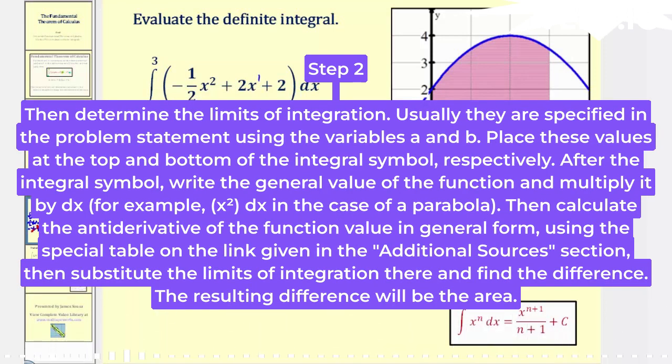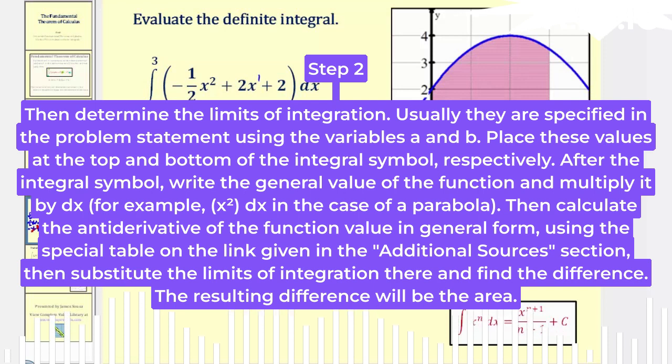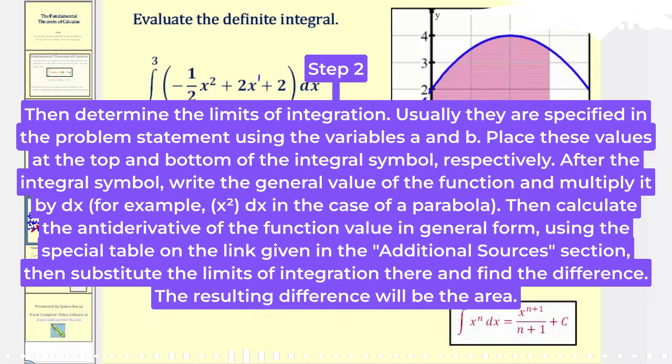Step 2. Then determine the limits of integration. Usually they are specified in the problem statement using the variables a and b. Place these values at the top and bottom of the integral symbol, respectively. After the integral symbol, write the general value of the function and multiply it by dx, for example, x superscript 2, dx in the case of a parabola.